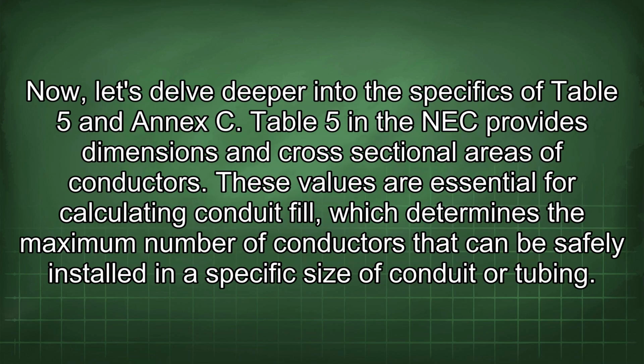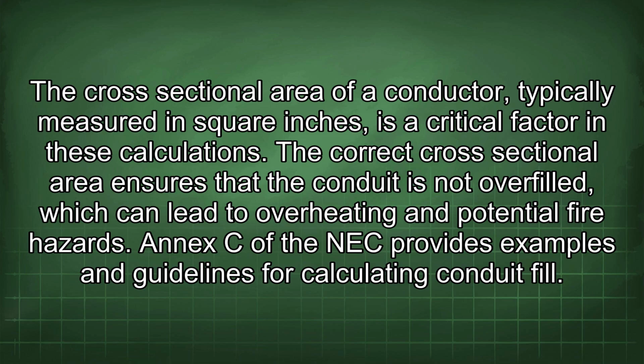Now let's delve deeper into the specifics of Table 5 and Annex C. Table 5 in the NEC provides dimensions and cross-sectional areas of conductors. These values are essential for calculating conduit fill, which determines the maximum number of conductors that can be safely installed in a specific size of conduit or tubing. The cross-sectional area of a conductor, typically measured in square inches, is a critical factor in these calculations. The correct cross-sectional area ensures that the conduit is not overfilled, which can lead to overheating and potential fire hazards.